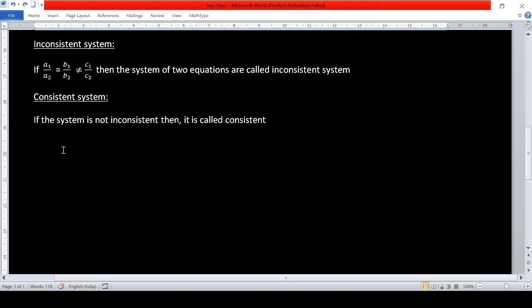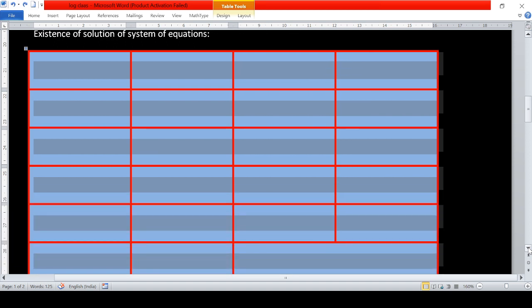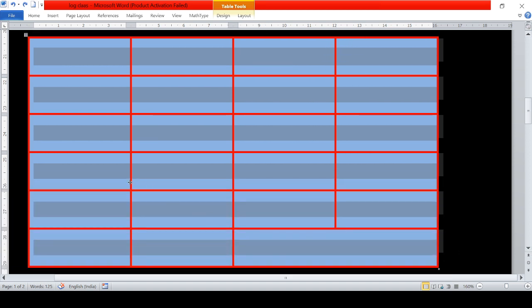Okay. Next, existence of solution of a system. First we checked consistent and inconsistent. Now, existence of solution of a system of equations. Existence means whether the system has a solution or not. We'll go one by one. Here I collected the total study in tabular form. Okay, let's see first.